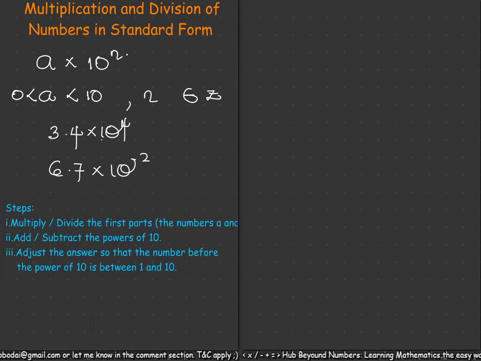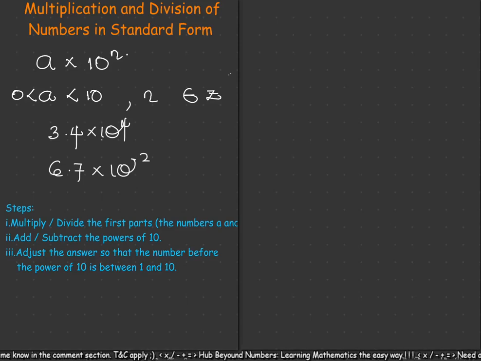As you can see here, these are the steps we'll be considering. First of all, if we want to multiply or divide, you multiply or divide the first part, after which you add or subtract the powers of 10. When you are multiplying, you add the powers of 10. If you are dividing, you subtract the powers of 10. After all this, you just adjust the answer so that the number before the power is between 1 and 10. What we mean is you just write your answer in standard form as required.